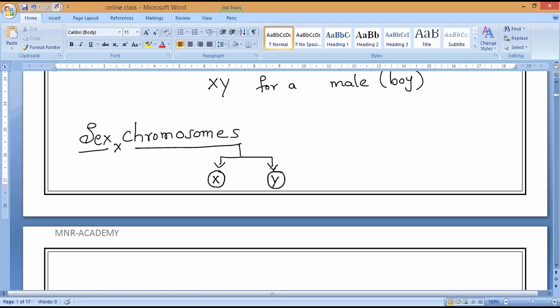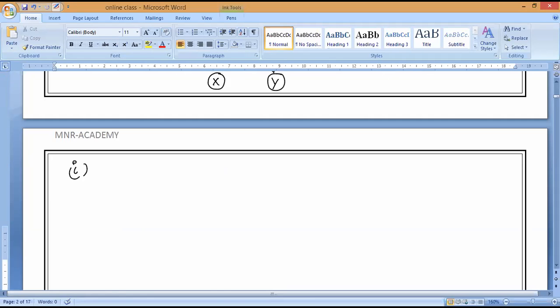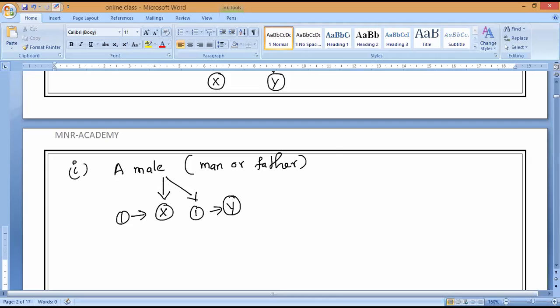Now let us come to the first point. If we go to the male, a male we can also call a man or father, whatever it is. Everything we used to come as a male only. So if we take a male, a man or a father, there is one X chromosome. How many X chromosomes does a male have? A male has one X chromosome and one Y chromosome.